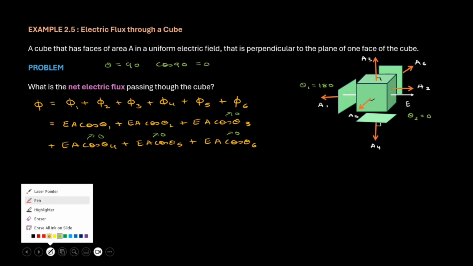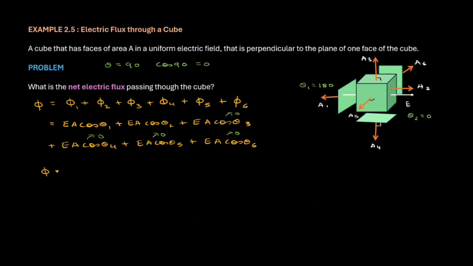So let's substitute this to calculate the flux. Phi will be, we are only left with 1 and 2. So we write EA cosine theta 1 is 180 degrees plus EA cosine theta 2 is 0. Cosine 180 is negative 1, so we get this as negative E times A, plus cosine 0 is positive 1, so we get this as positive E into A. And when you solve this, you get the total flux to be equal to 0. So the net electric flux passing through the cube will be equal to 0.